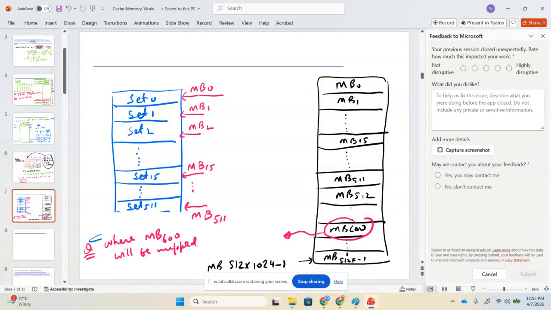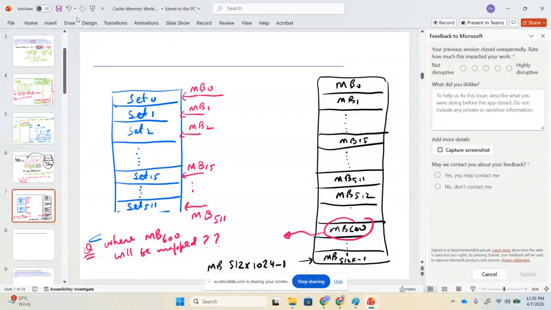This may be the question in exam. I will give you the same question. In all such questions you need to identify the number of sets and the number of main memory blocks, and then you can tell where MB 600 will be mapped.